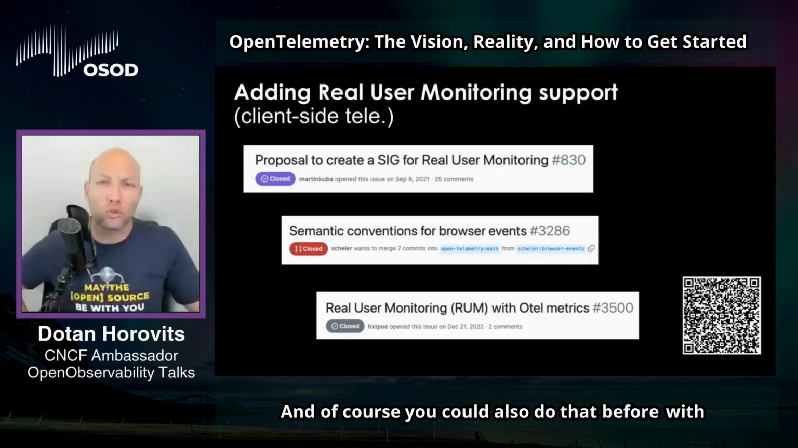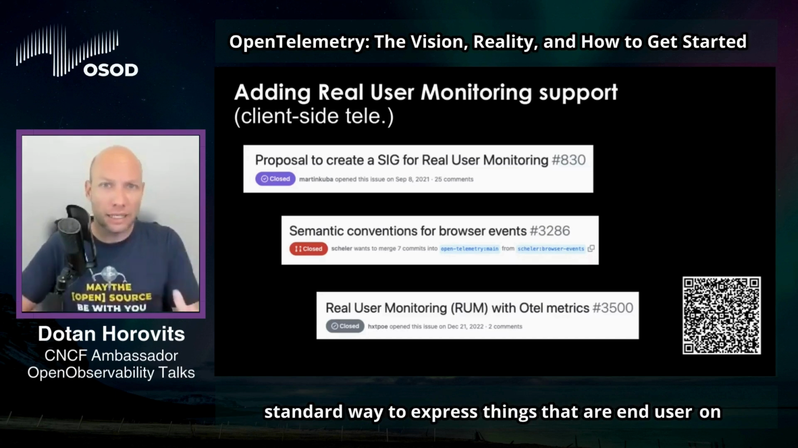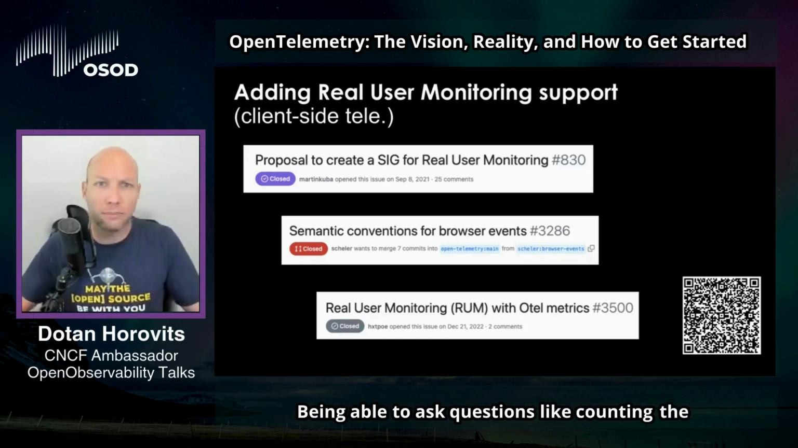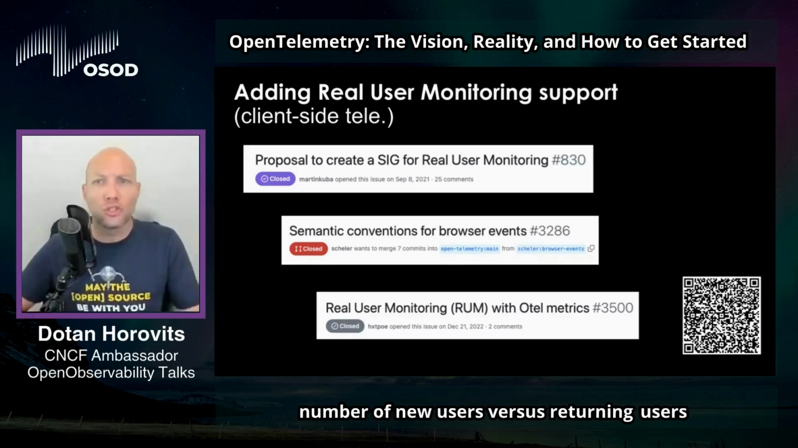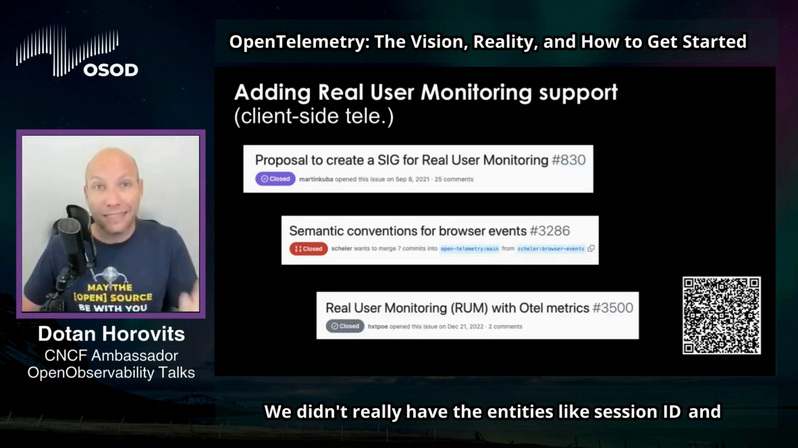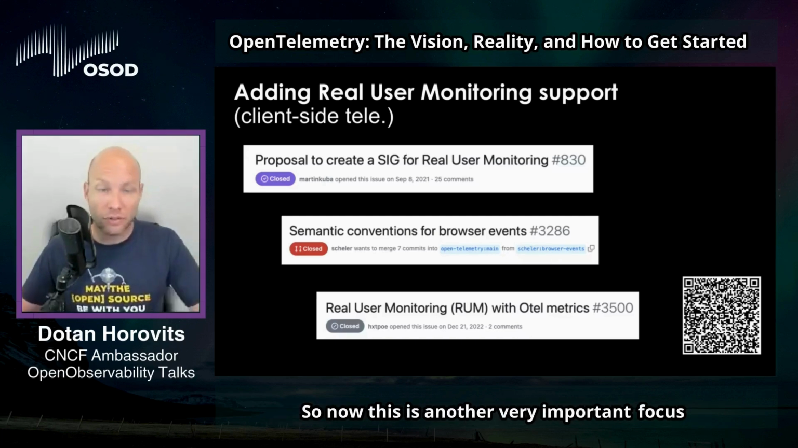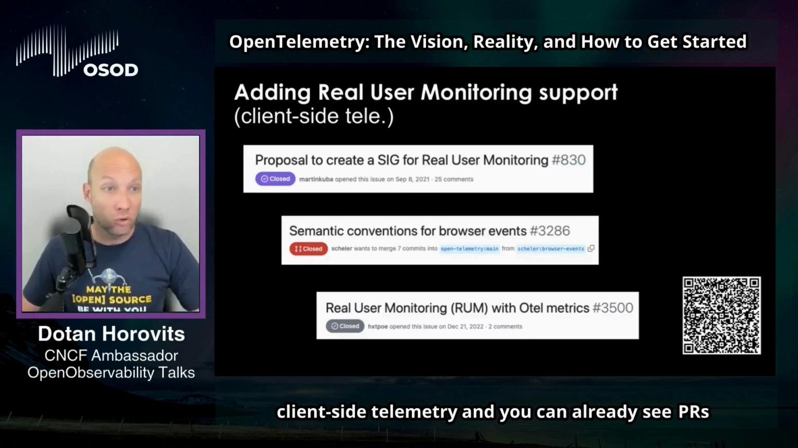Of course, you could also do that before with the JavaScript SDK, but we didn't have within the standard a way to express things that are end user on the client side, being able to ask questions like counting the number of new users versus returning users, visualizing how users navigate through the application UI, identifying pages that generate a high number of errors, all these typical flows for real user monitoring. We didn't really have entities like session ID and other things that represent client-side interaction. So now this is another very important focus. You can find it in the CNCF Slack under OTel client-side telemetry, or you can already see PRs and issues in the GitHub repo for that.